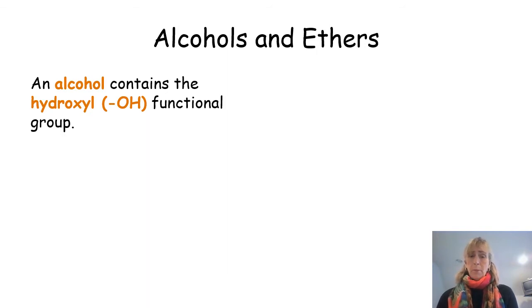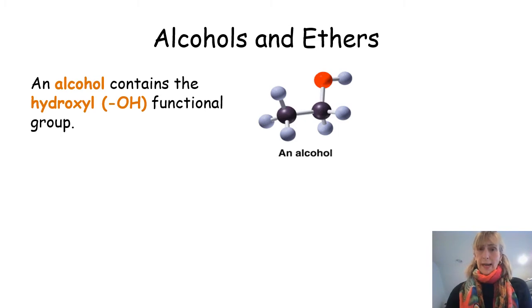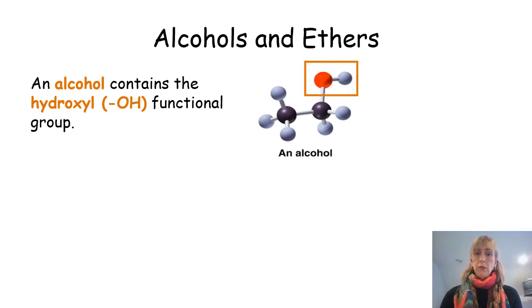Let's look at a model of an alcohol molecule. This carbon atom is a CH3, singly bonded to another carbon atom. And there's a hydrogen. And what do we see here? We see an OH, a hydroxyl group. So that is an alcohol. Whenever you see a hydroxyl group bonded to a carbon.